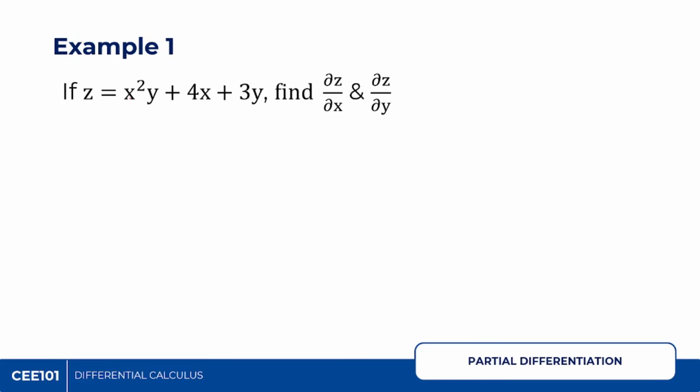If z is equivalent to x squared y, okay, plus 4x plus 3y, find the first derivative, or meaning to say the partial derivative of our function z with respect to x, meaning to say we will hold y a constant, no?